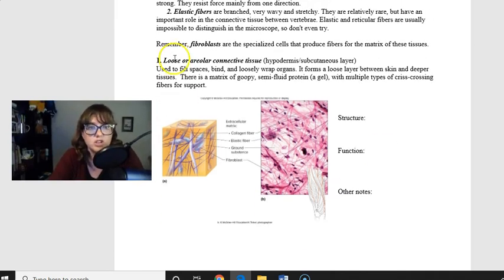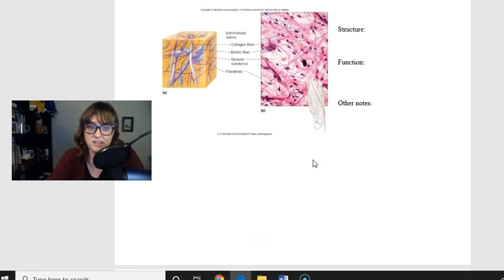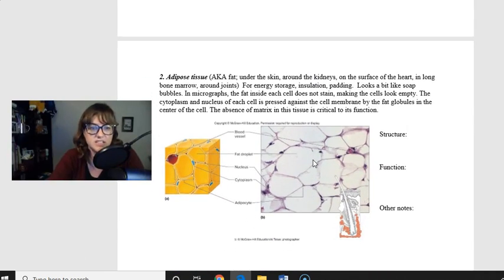You will need to know about the looser areolar connective tissue. This is what's right underneath our skin. It's in some other places. It's very loose, but you'll see these fibers. The fibers exist in what's called the matrix, or the extracellular matrix, the outside of these cells, to connect everything together. That's good when it's in our skin. We want that stuff to be connected.